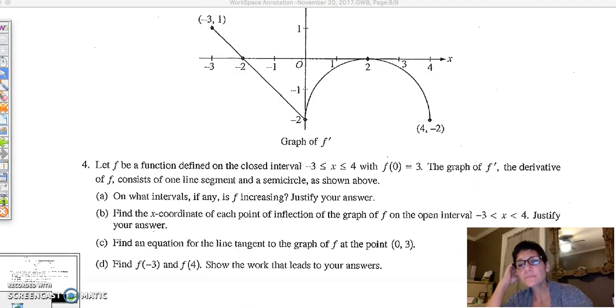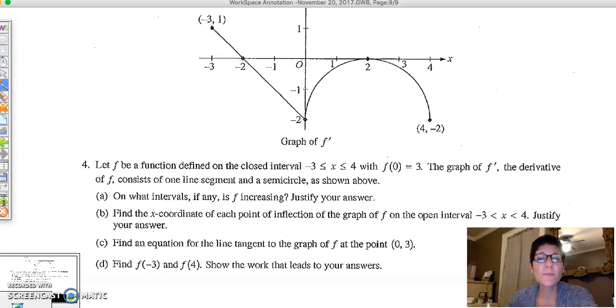Okay. Hi, everybody. So I'm going to jump down to part D. I'm going to request that you go through A, B, and C on your own. It's good practice for you. But I want to talk about how we would evaluate f of -3 and f of 4. And if you go back to the original problem, I'm hoping that this pen works. Wish me luck. Oh, it is. It's good.